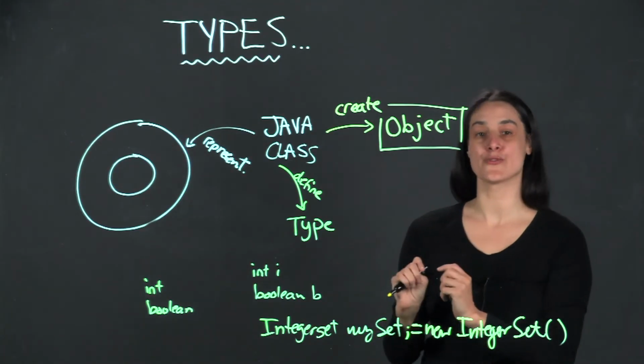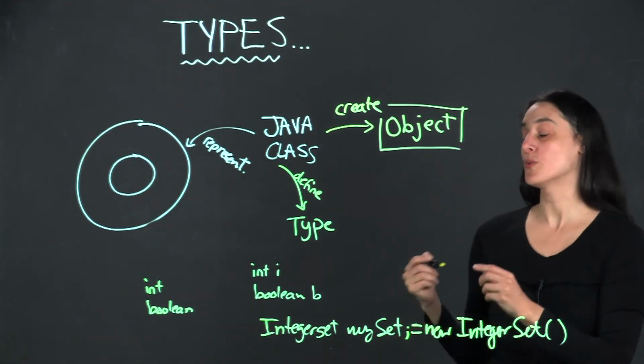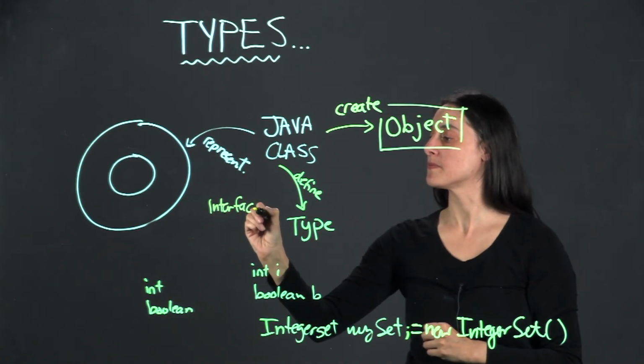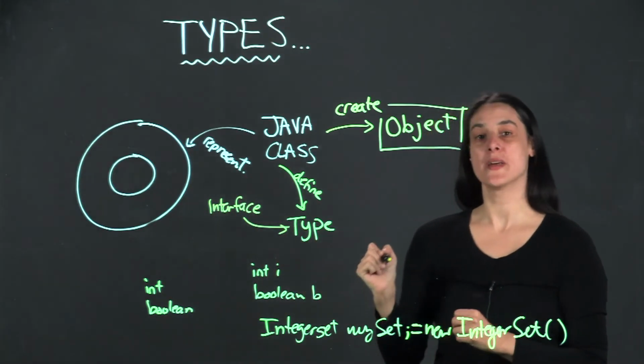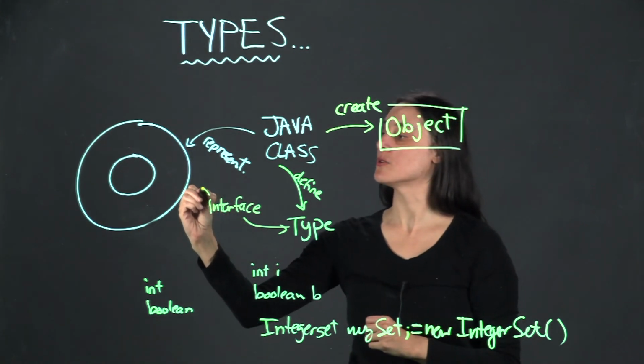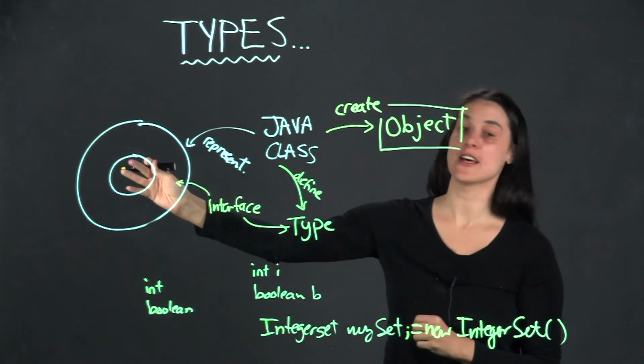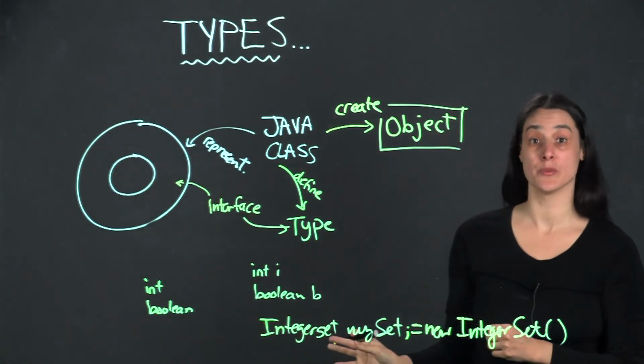There are other options for types in Java as well. We have the interface that defines a type, but it only allows you to show the specification of a data abstraction. So it doesn't let you provide any internal implementation.